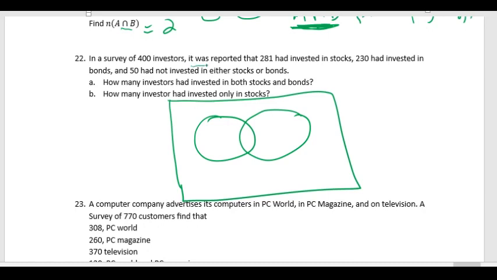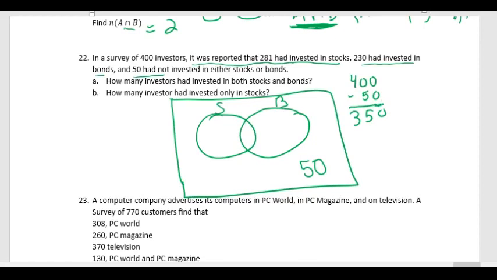So it says here, 281 had invested in stocks, 230 invested in bonds, and 50 did not invest in either stocks or bonds. So let's call this S for stocks and B for bonds. 50 did not invest in either one, so 50 would be down here. Since we had 400 people that took the survey, we subtract 50, and we're left with 350 people who invested.